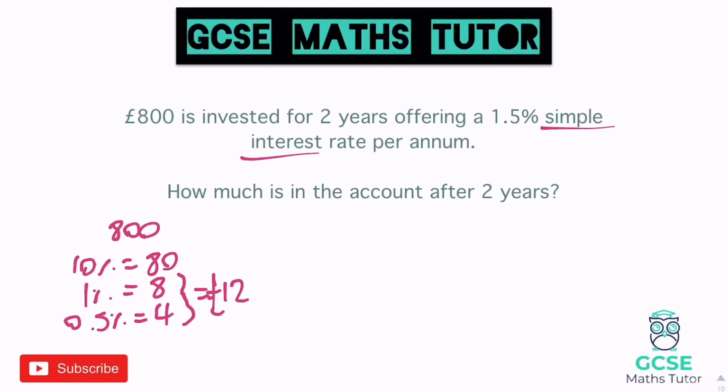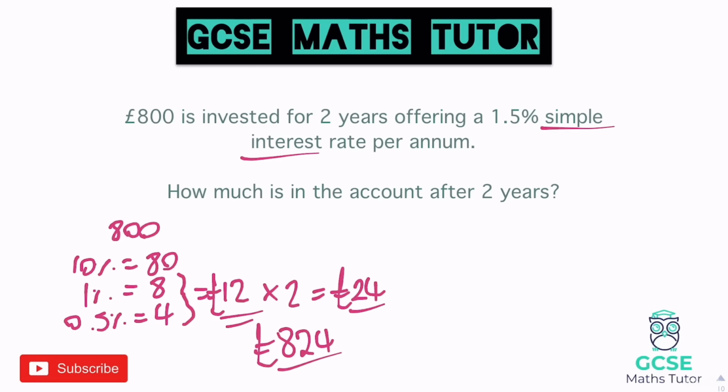Now we can do this using a calculator as well, which I'll discuss in a sec, but if we're going to get £12 per year, simple interest just means that's what we're going to get per year. So if it's 2 years, we'll times that by 2, and we will get £24. So that's the amount of interest we'll earn. It does say how much is in the account though, so if we add that back into the account, we'd have £824 as our final answer.